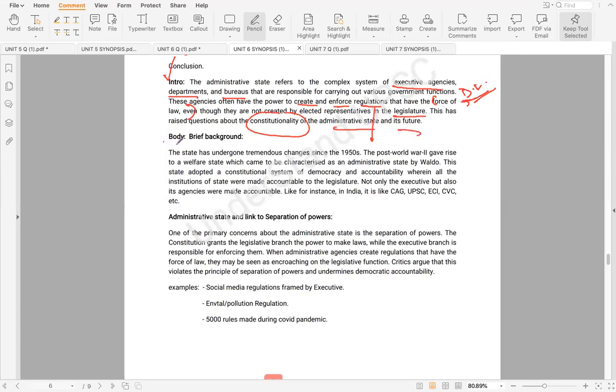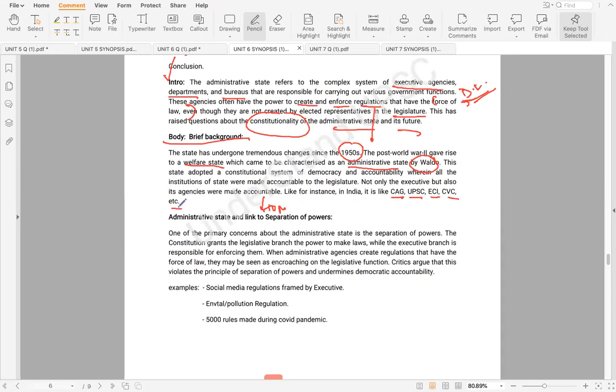We are giving a brief background in the sense that the state has undergone tremendous changes since the 1950s. The post-World War II period gave rise to a welfare state, which came to be characterized as an administrative state by Dwight Waldo. This state adopted a constitutional system of democracy and accountability, wherein all the institutions of state were made accountable to the legislature. Not only the executive, but also its agencies were made accountable to the legislature. Like, for instance, in India, it is CAG, UPSC, ECI, CVC, etc. All are in some way or the other accountable to the legislature in its entirety.